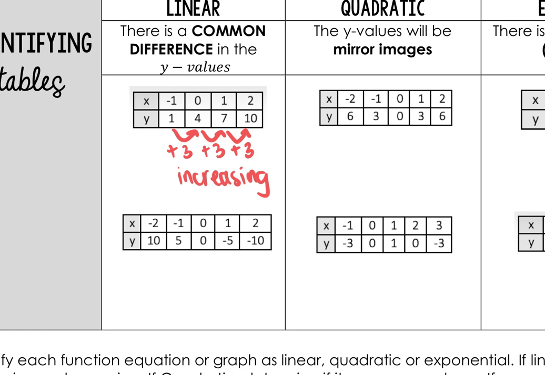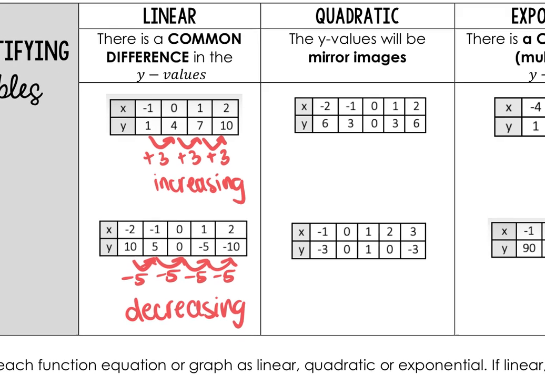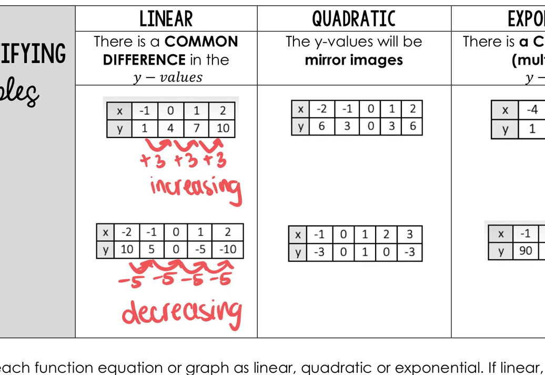Where if we look at the second example I've given you, we go from 10 to 5, 5 to 0, 0 to -5, -5 to -10. So what's happening with the y values there is we're going down by 5. 10 minus 5 is 5, minus 5 is 0, minus 5 is -5, minus another 5 is -10. So we see that constant rate of change of -5, and since it's negative, that's how we know that that line is going to be decreasing. Okay, so if there is a common difference, if it's a positive difference, then it's going to be increasing. If it's a negative difference, then it's going to be decreasing.